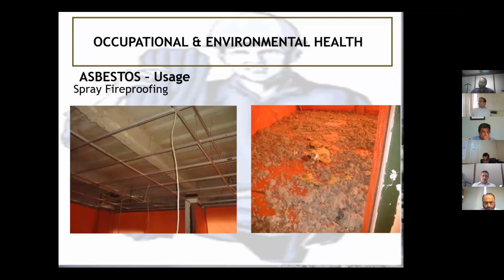Asbestos, where it's used commonly, number one would be sprayed fireproofing. As you would appreciate, most of our building structures are of steel. So steel columns, steel beams, we have to fireproof them. So this is the state.